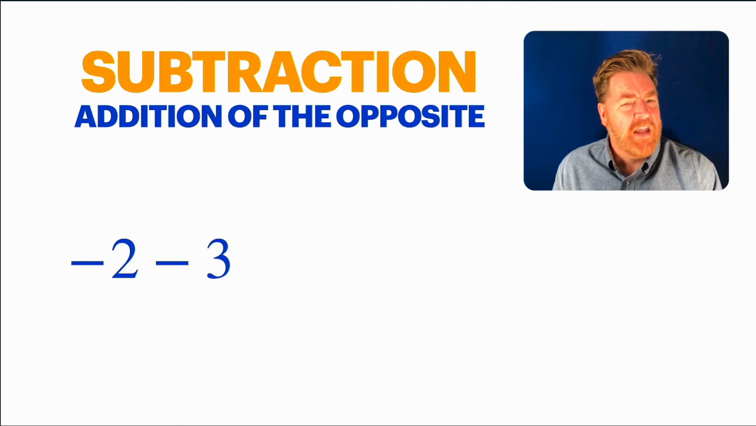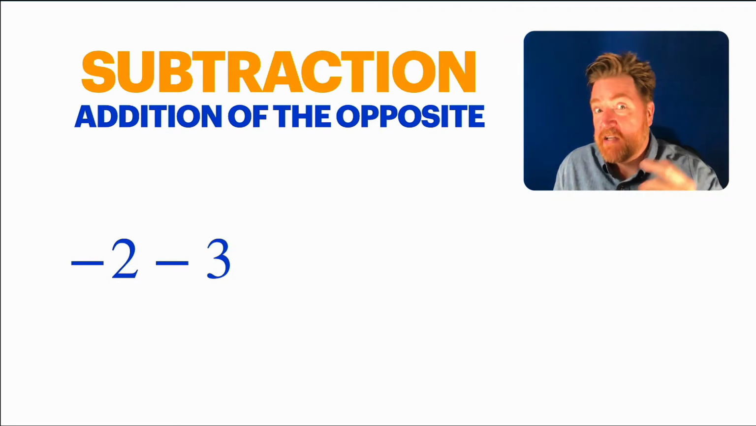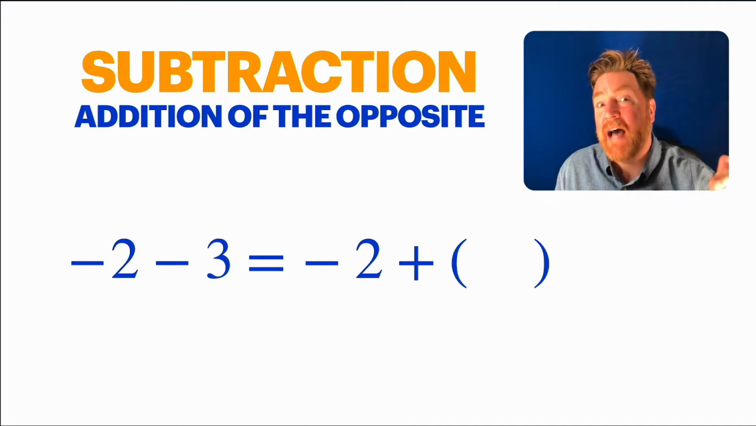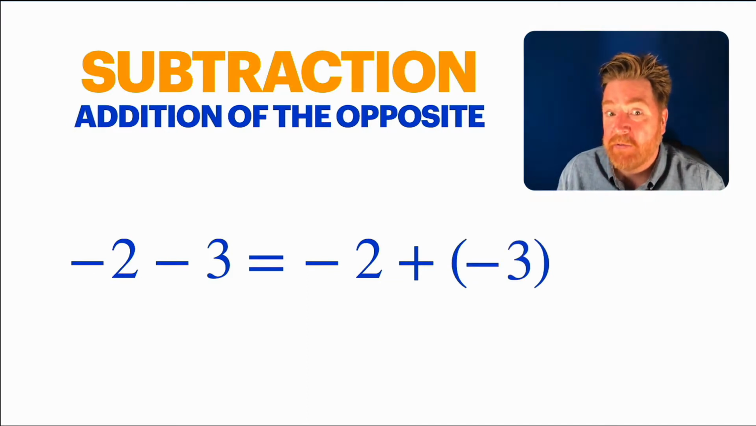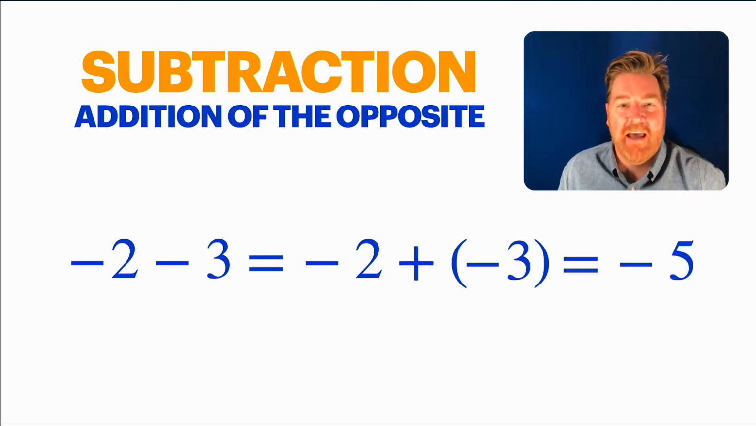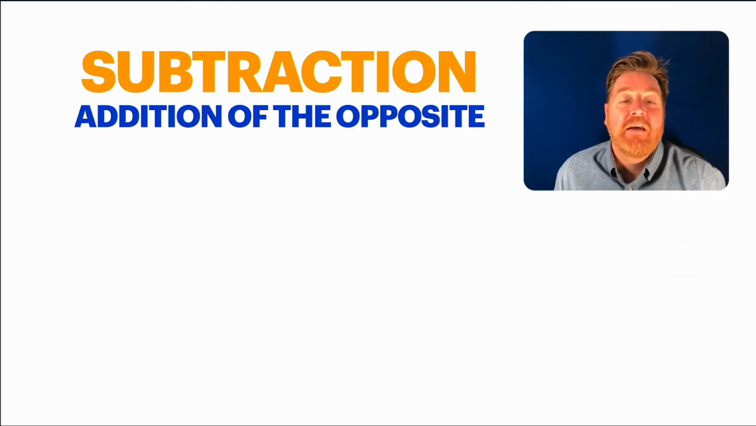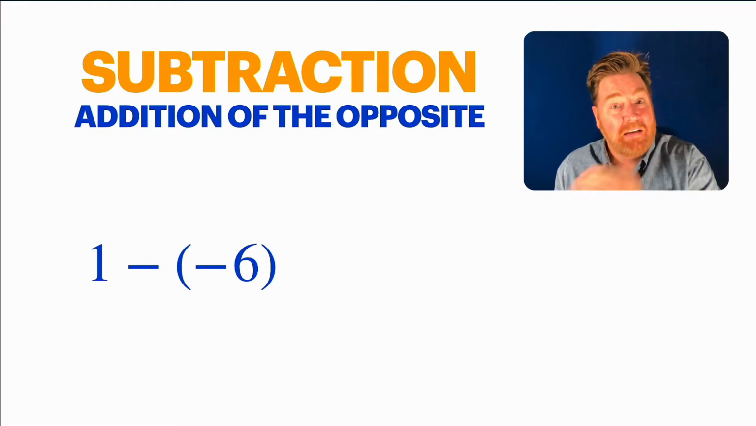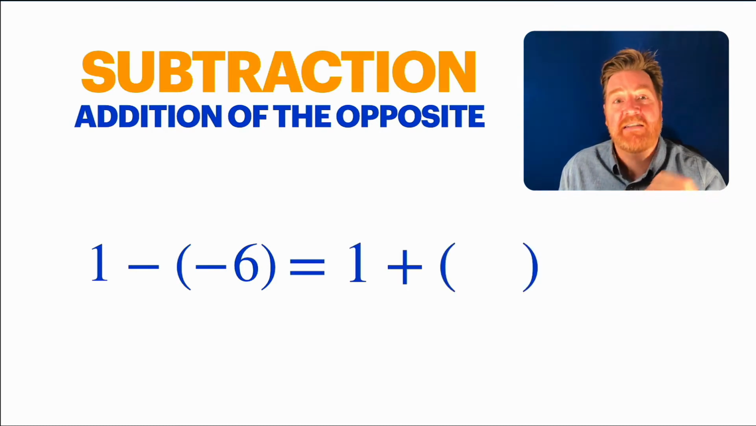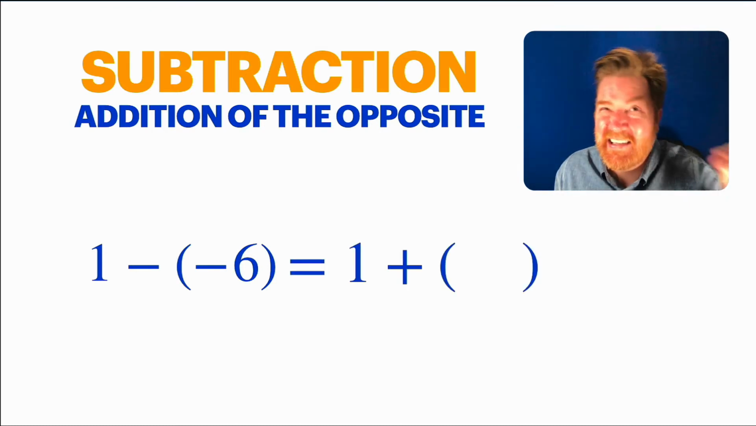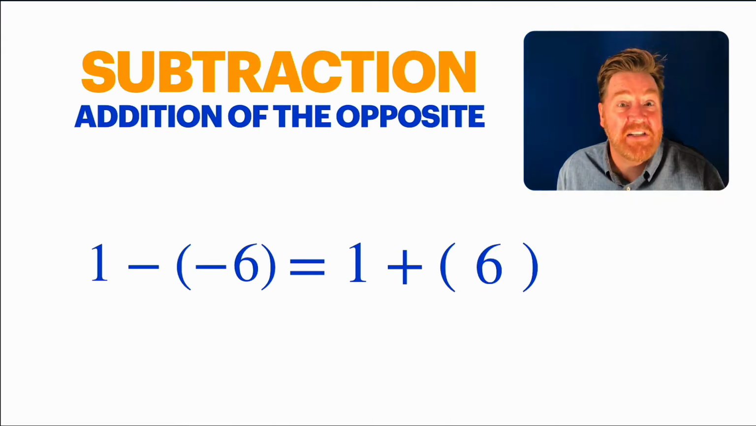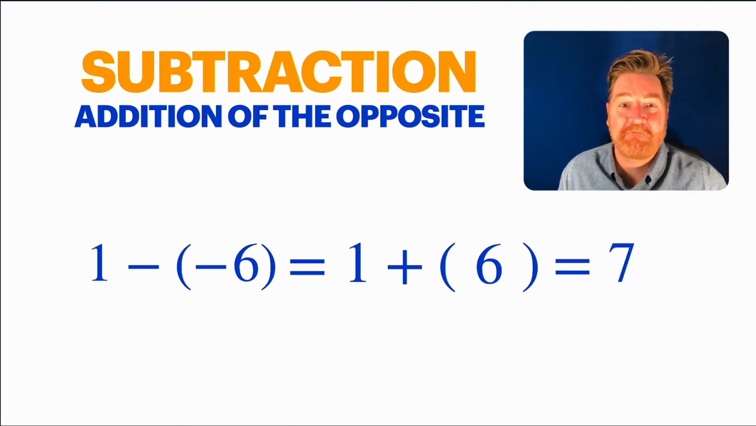How about negative 2 minus 3? Well, again, subtracting 3 is the same as adding 3's opposite, namely negative 3. And negative 2 plus negative 3, N's and N's, I got 5 negatives, negative 5. If you have 1 minus negative 6, if you're subtracting negative 6, it's the same as adding negative 6's opposite, namely 6. And look at that, it's the same as 1 plus 6, which is just 7.